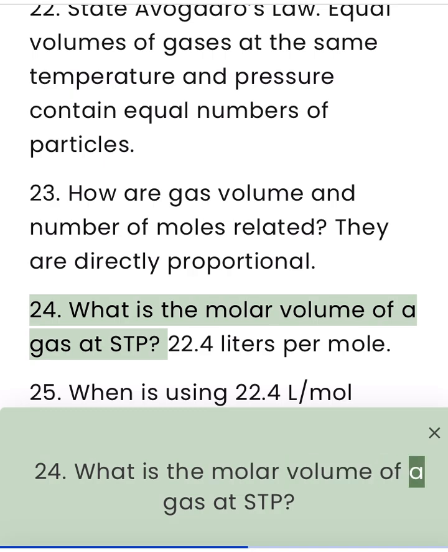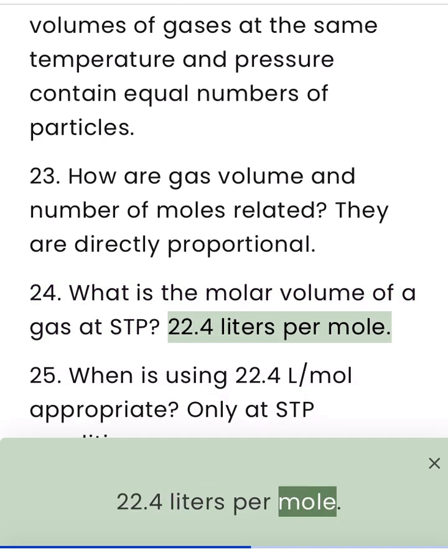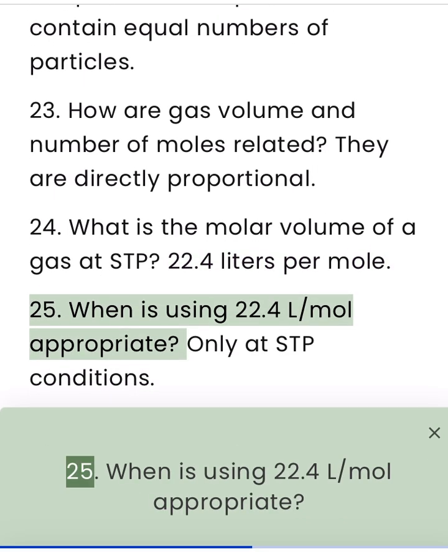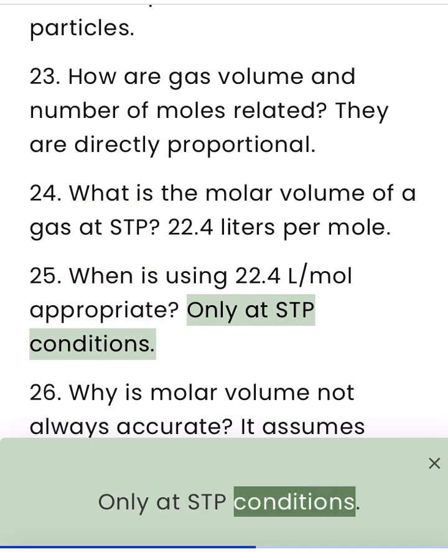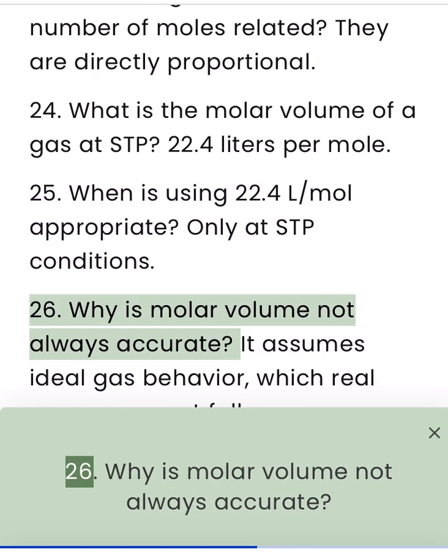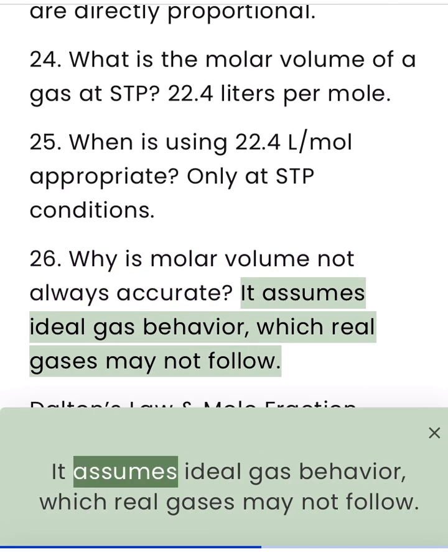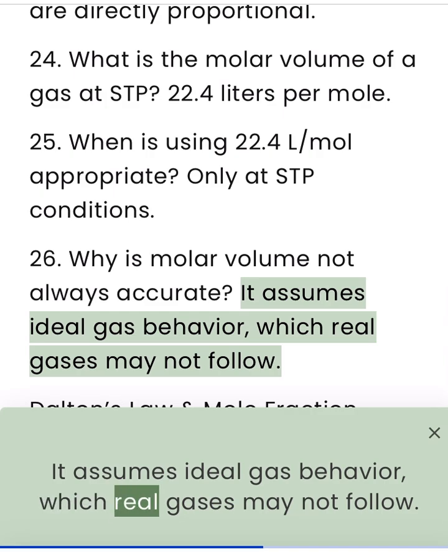24. What is the molar volume of a gas at STP? 22.4 liters per mole. 25. When is using 22.4 L per mole appropriate? Only at STP conditions. 26. Why is molar volume not always accurate? It assumes ideal gas behavior, which real gases may not follow.